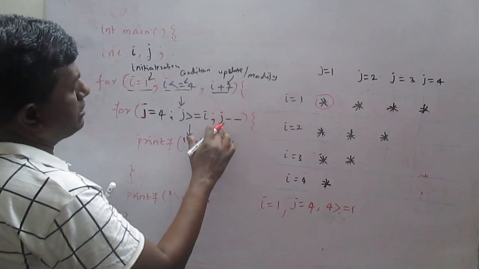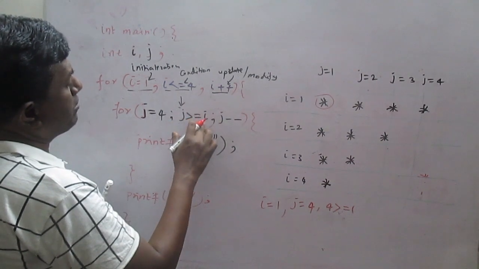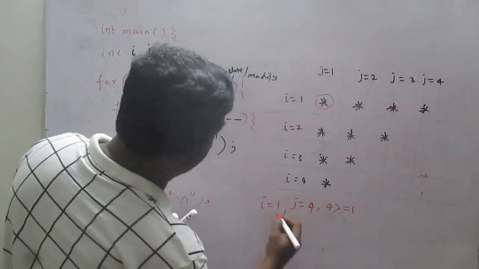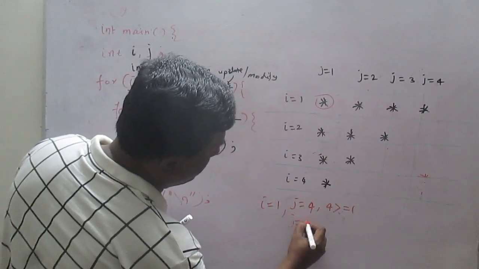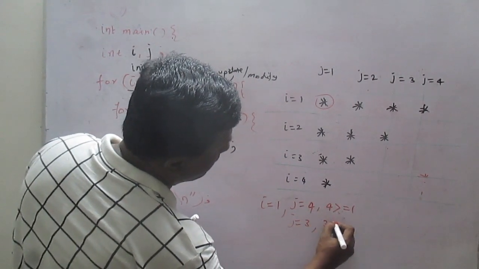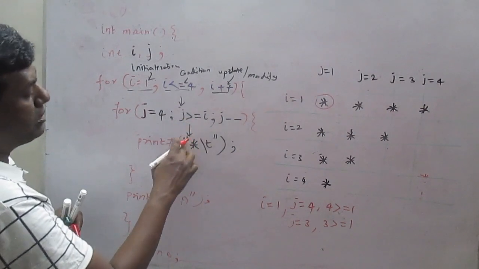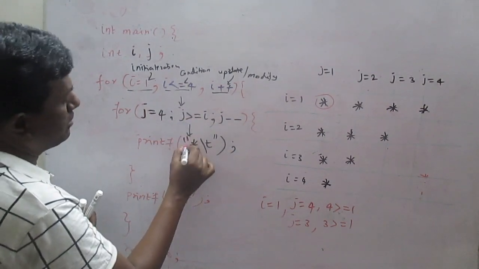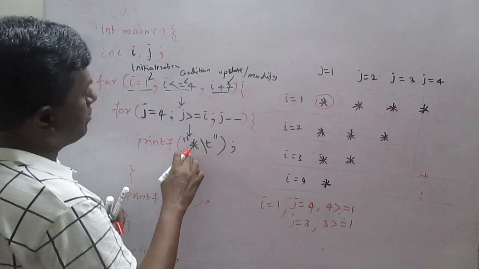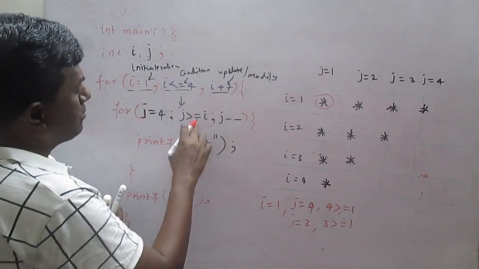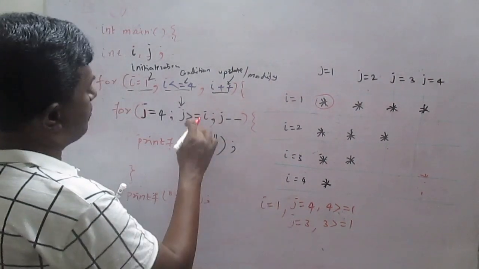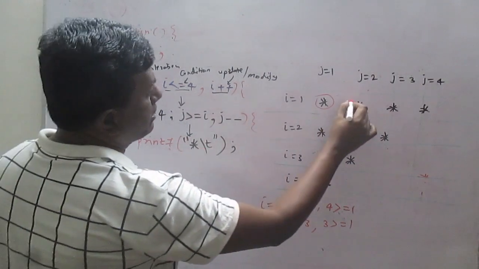So now j is 3, and 3 is greater than or equal to i, which is 1. So what happened? The condition is true. So again we are entering here, and we are printing this. The condition is true, so we enter here and print the second star.